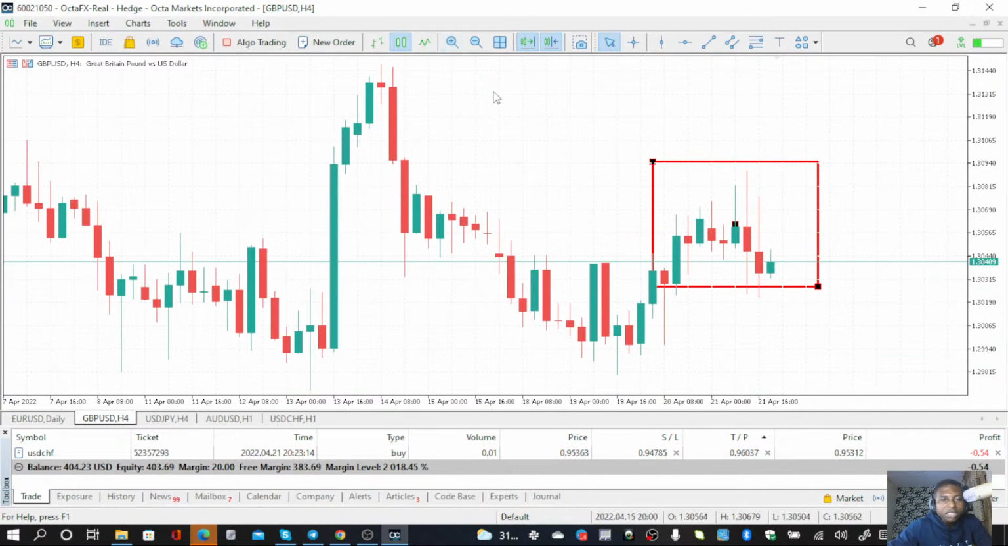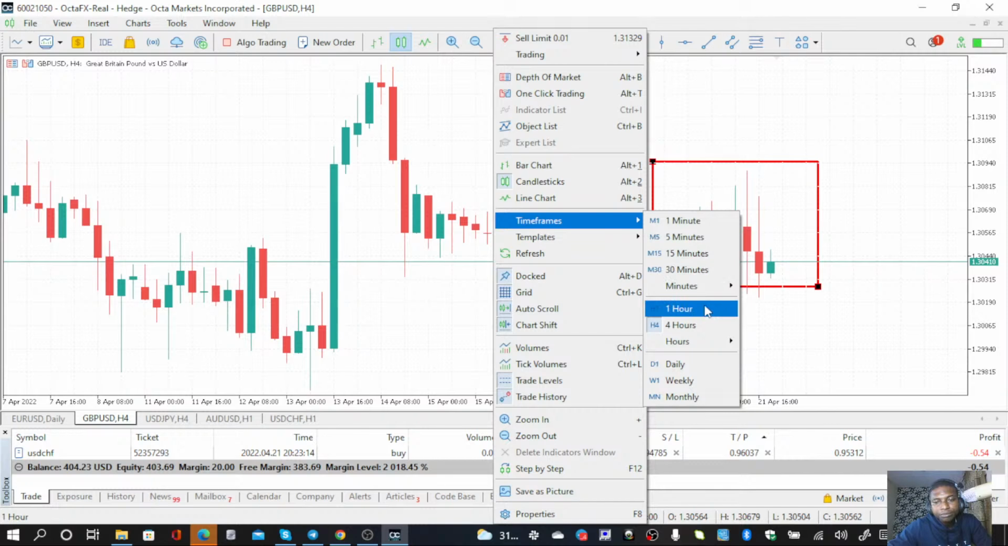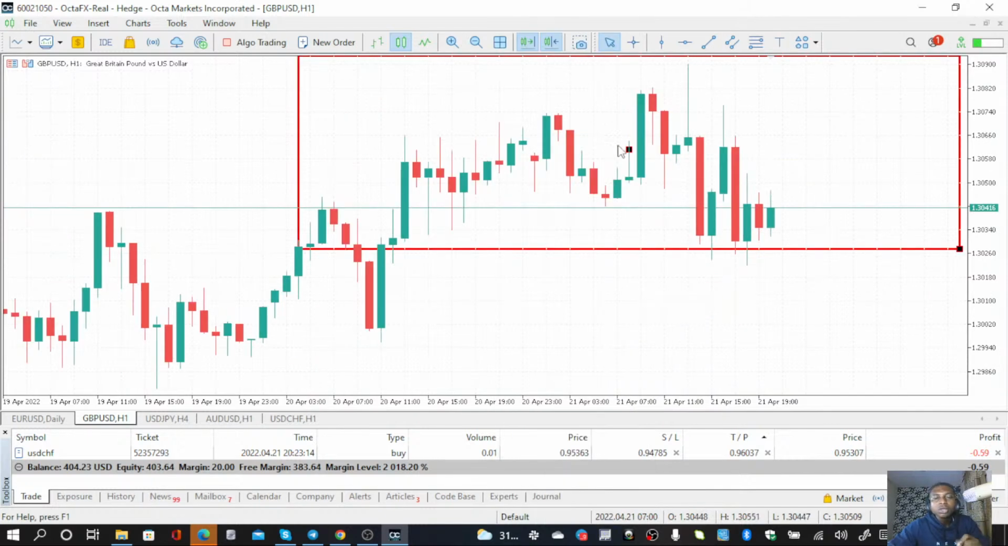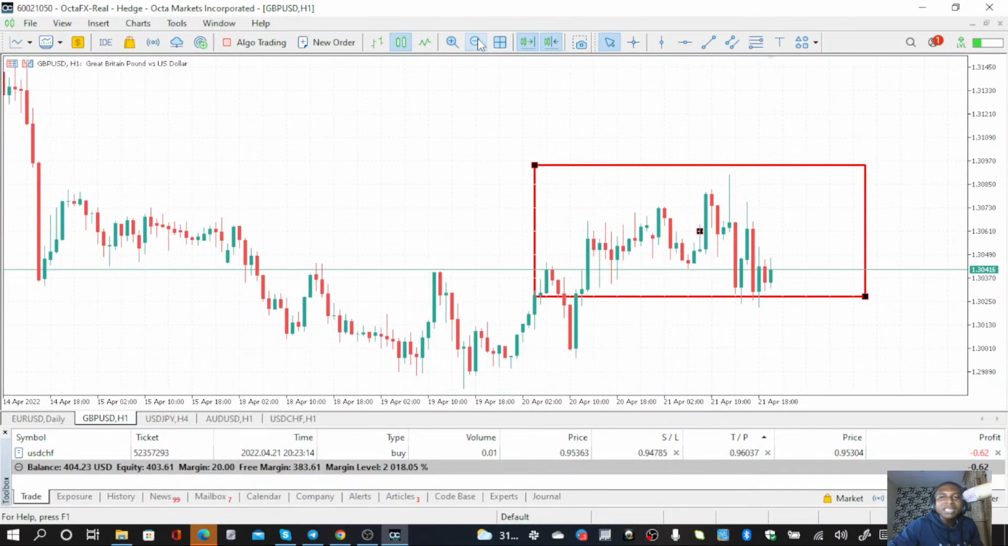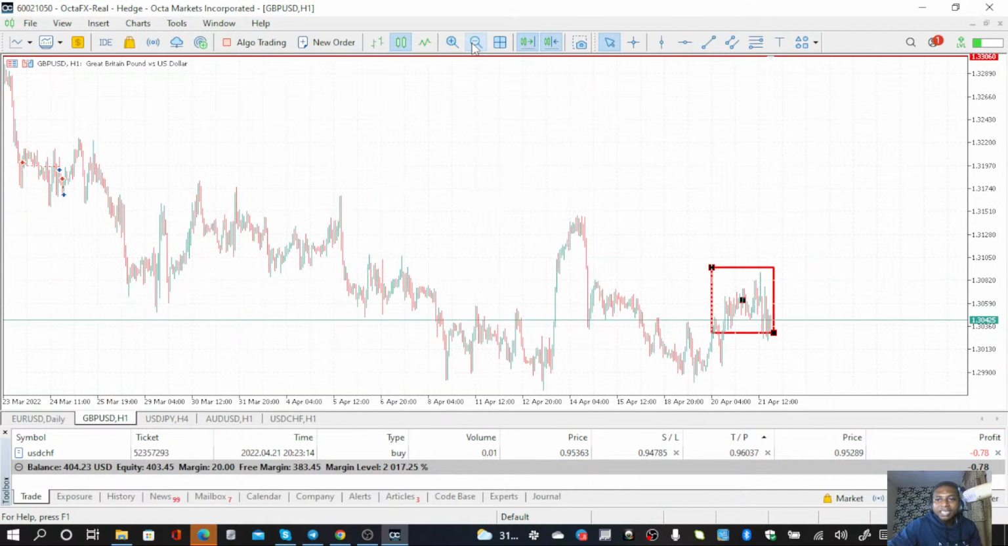Now let's look at what is happening on the 1 hour time frame. Good. So you see that the 1 hour time frame tells us a better story of what is truly happening. All right, of what is truly happening. So we can see so much sell pressure to the downside. All right, now I'm shorting this market.